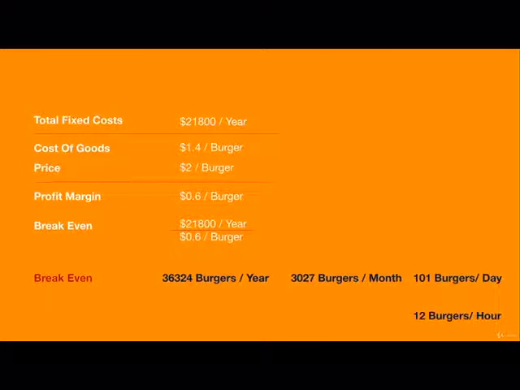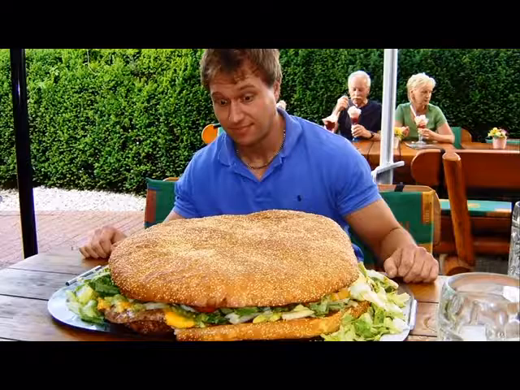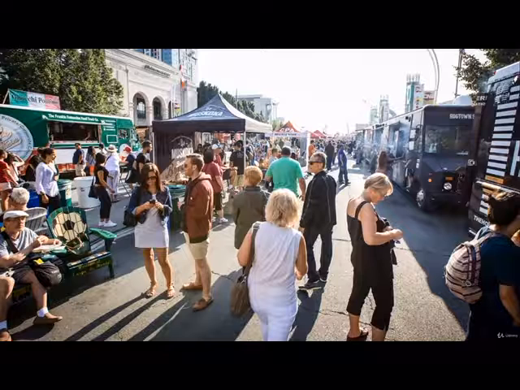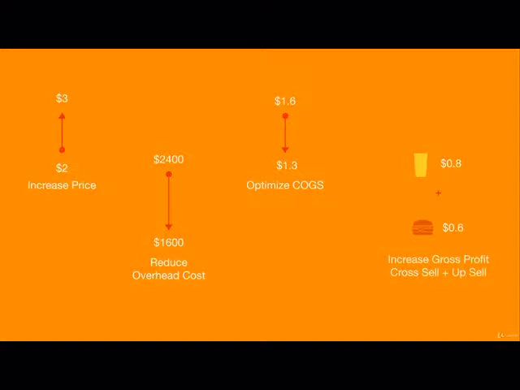Whoa, that's a lot. You should be very good at selling burgers. Your burgers should be awesome. Keep in mind that I'm assuming that you have already found a great location and you do not need any extra marketing effort. So what can you do to reach your break-even faster and make more profit? Well, first, you can find a location where customers can afford higher prices. Second, you can rent a cheaper truck to reduce your overhead cost. Or you can work on your product cost and find a way to bring it down. And you can improve your gross profit by upselling and cross-selling different products.